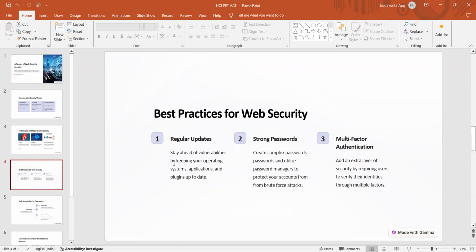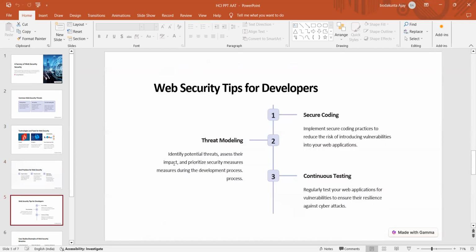And multi-factor authentication. We should add an extra layer of security by requiring users to verify their identities through multi-factor authentication. We have authentications like fingerprint authentication, password authentication, and face authentication. Other authentication methods use OTPs. So these are some of the authentication methods.